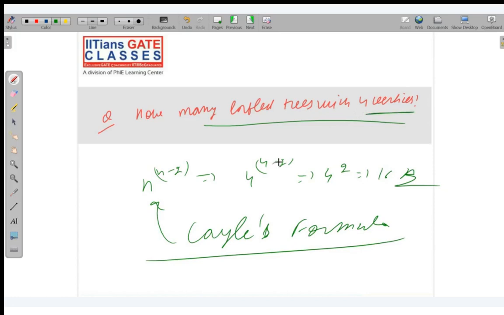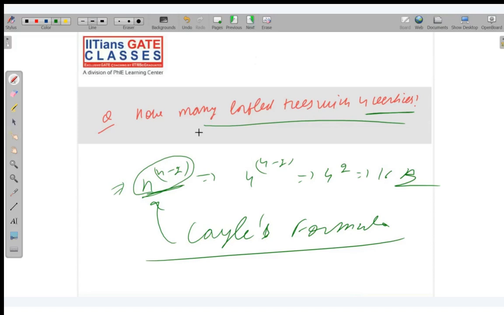I think you have studied spanning trees in your algorithms course. Sir has told you this formula for the number of spanning trees? No? Okay, no problem. Take a snapshot. I will jump to the next slide.